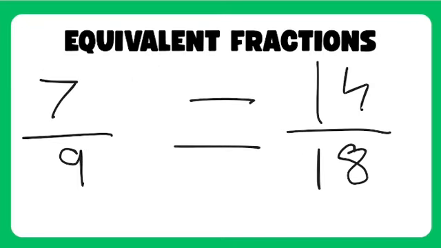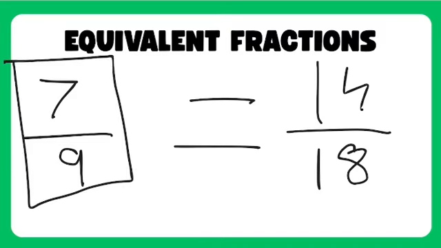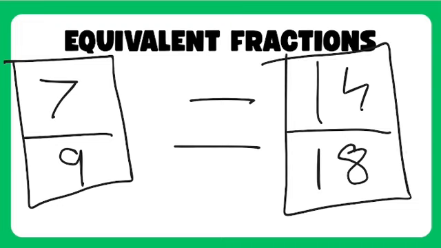Now this is the secret thing: equivalent fractions. Over here I have a fraction 7 over 9, and here I have a fraction 14 over 18. Are they both equal to each other or not? They are equal to each other. You might think if the numbers are different, doesn't that mean it's a different fraction? It's different, but it has the same value. The value is still the same.